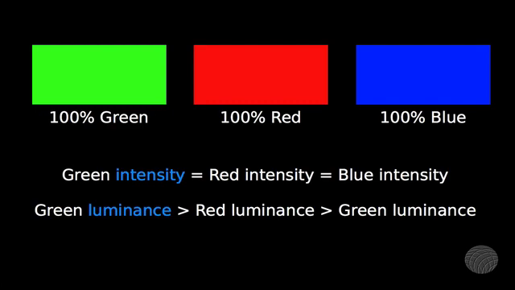If you look at a green square, a red square, and a blue square all right next to each other, and these are giving off the same amount of light, the same intensity of light, the green appears brighter to us.